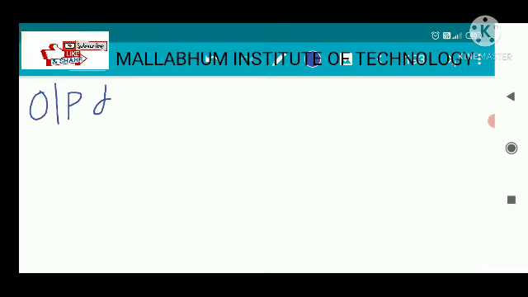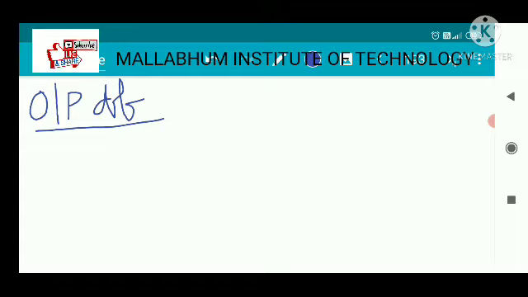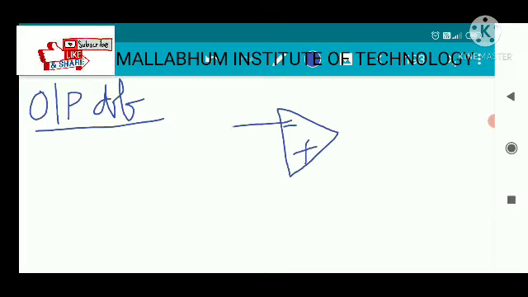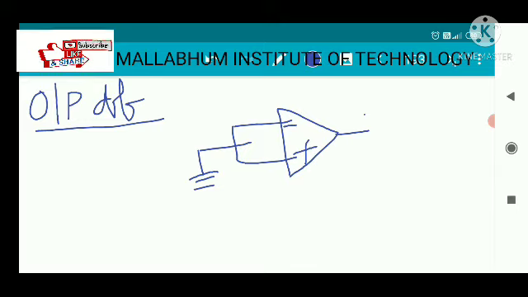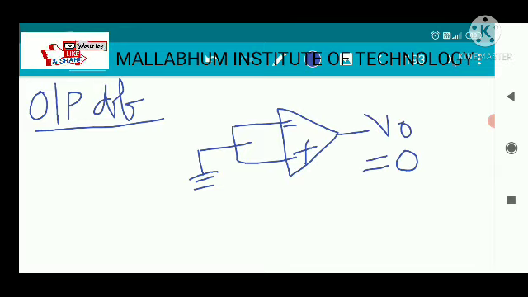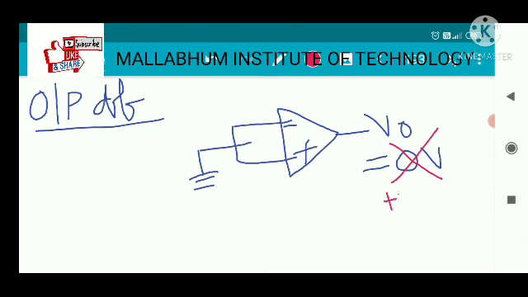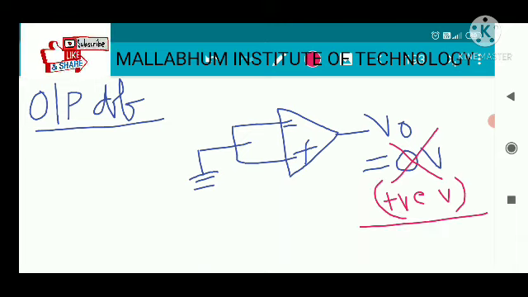Now what do you mean by the output offset voltage? That is the second point. The output offset voltage is the amount of voltage at the output whenever both inputs are 0. This is your op-amp, this is negative and positive. If we short these two terminals, what will be the output voltage? The output voltage is supposed to be 0, but practically it is not 0. There is some amount of voltage at the output. That voltage is called the output offset voltage.